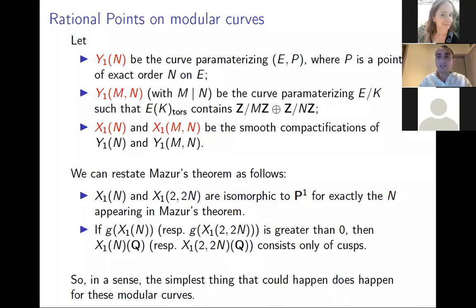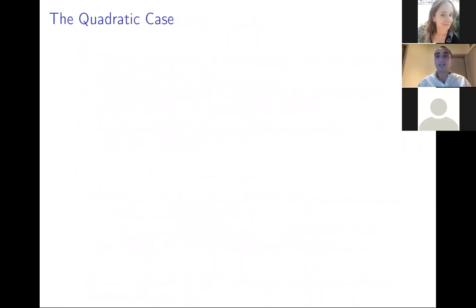I mean, he basically classified rational points on all of these modular curves. We talked about how it's hard to classify the points on one curve, but he did it for all of the modular curves, which is quite amazing. So what about the quadratic case? When we go to degree 2 number fields.